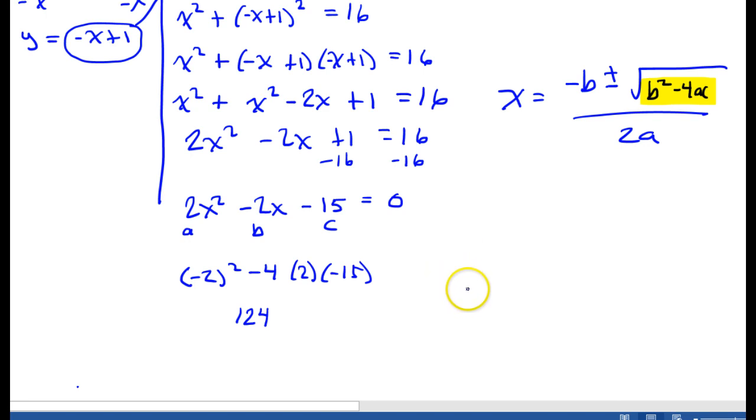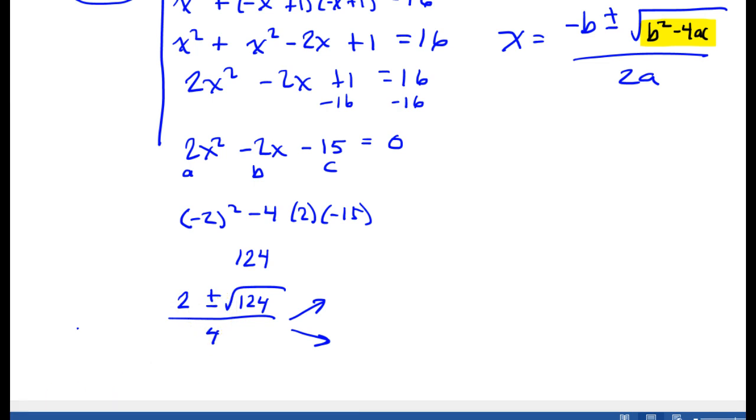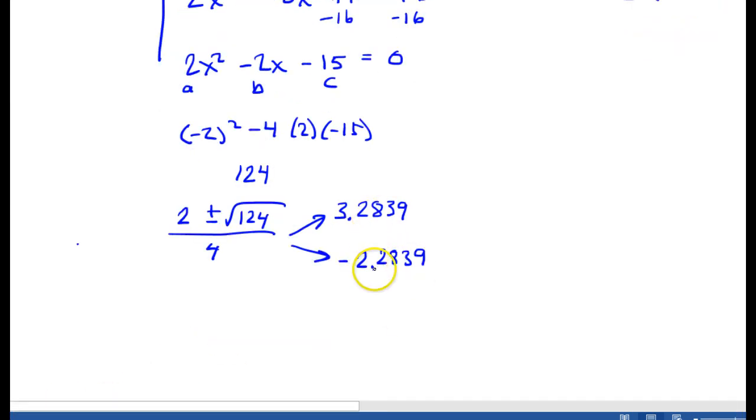So let's go ahead and figure out what the rest of the quadratic formula says. So opposite of b, so that'll be positive 2 plus or minus the square root of 124 all over 2a. So a is 2, so 2a would be 4. Okay, so let's just find the decimal forms of this. We'll do it once with a plus and again with a minus. So these are the two values we're getting.